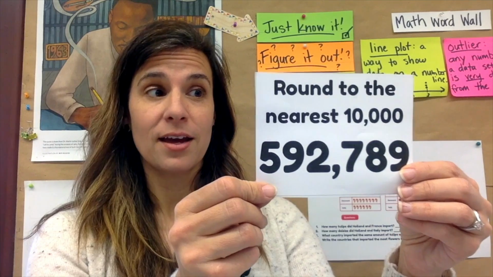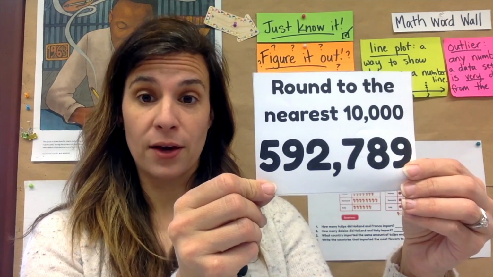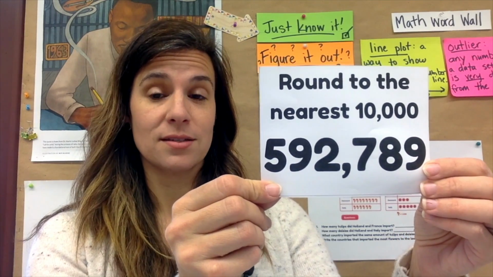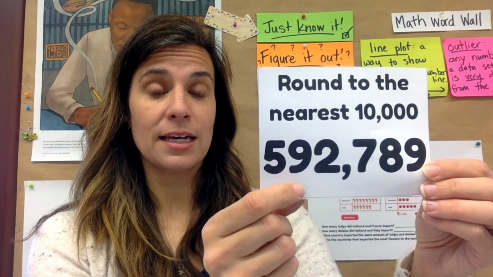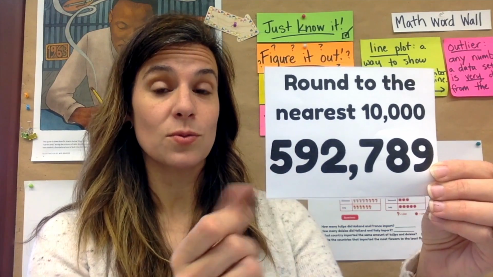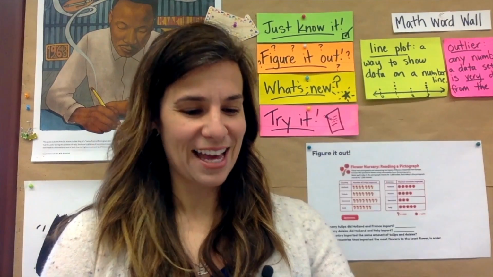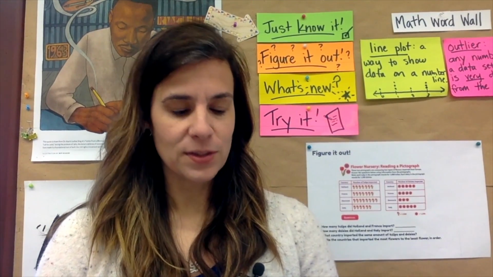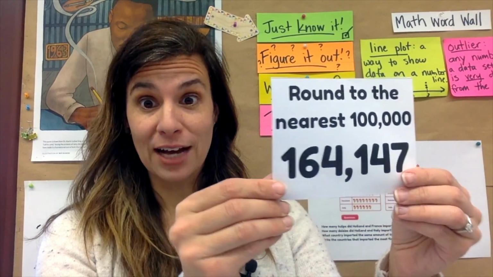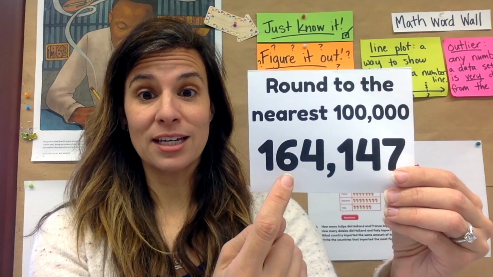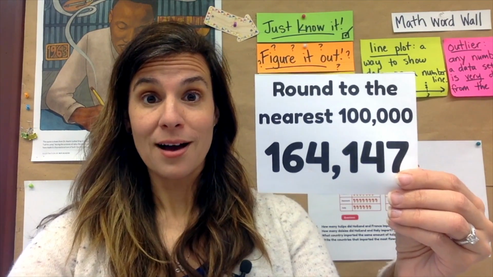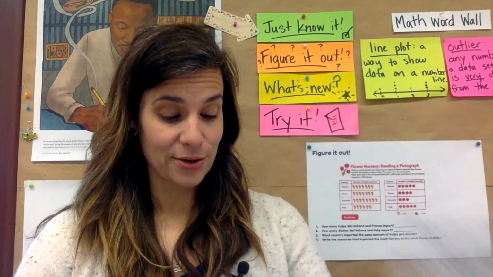Think for a second. Round to the nearest 10,000s place. Okay, so that would be right here. We look at the thousands, so this would be 590,000. Great job. This one says round to the nearest 100,000. Okay, so looking here, so we're going to go up to 200,000.